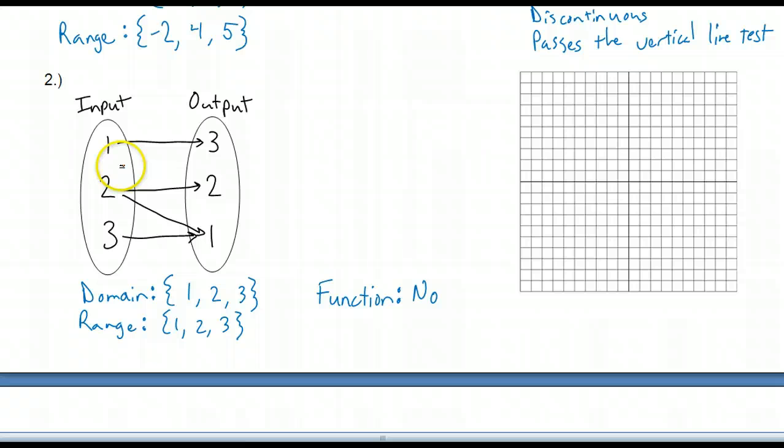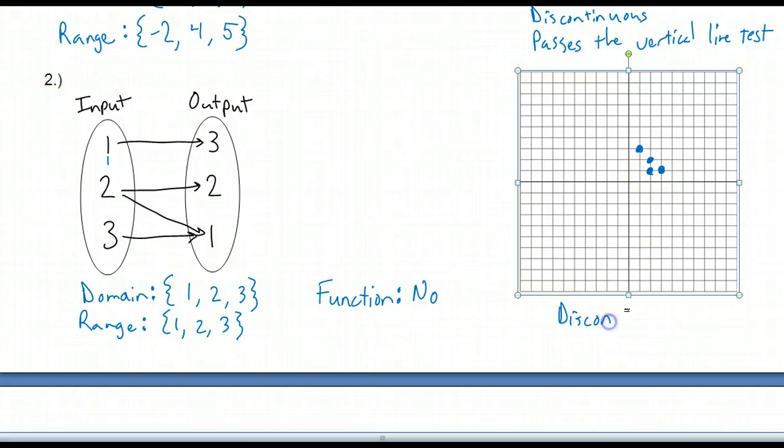Let's look at the graph of this. 1 goes to 3. I input 1, output 3. I input 2, and I output 2. If I input 2, I can also output 1. And I can input 3 and output 1. Again, I want to avoid connecting these dots. I don't know what happens between 1 and 2. I don't have any idea what happens between the values between 1 and 2, so I don't want to connect. I want to keep this discontinuous.